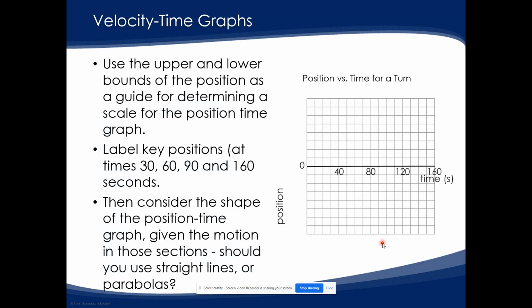So now we have to create our position time graph, and we have to keep the idea that we want the scale to fit what's going on. So we know that we have 160 seconds, and we want to label the key positions that we had. So 30, 60, 90, and 160 are where we personally had our numbers because that's where the math was easy. And then we're going to consider the shape of a position and time graph. So are we going to use straight lines or parabolas based on the numbers that we did?